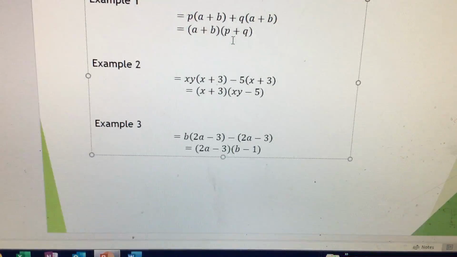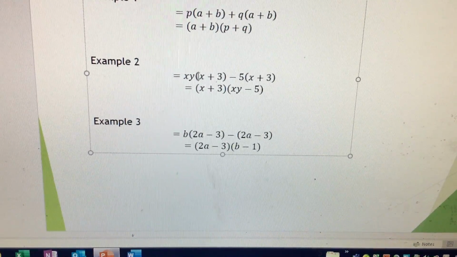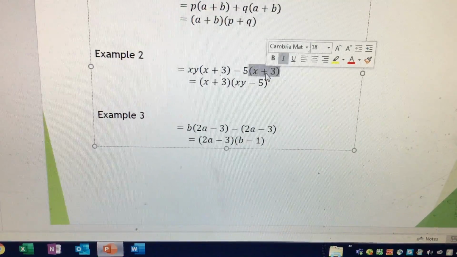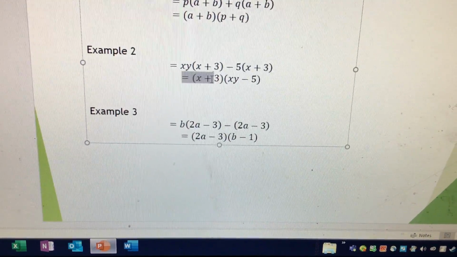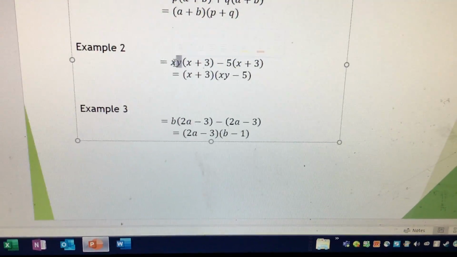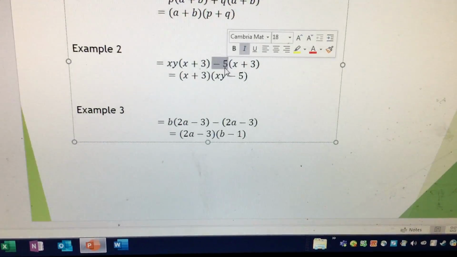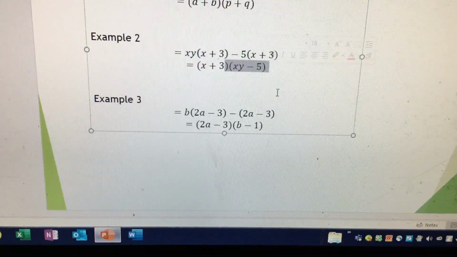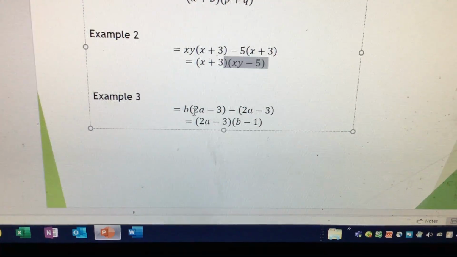Example 2, again, as you can see, there's x plus 3, then x plus 3 again. That's a common factor which we write once. And then the leftovers, which is xy take 5, that goes in the second bracket. And example 3 is the same thing.